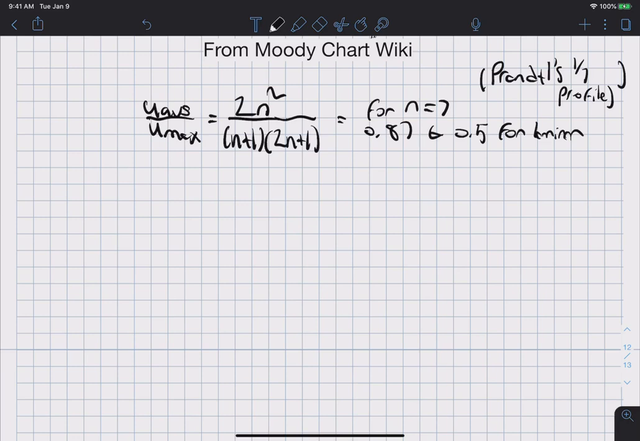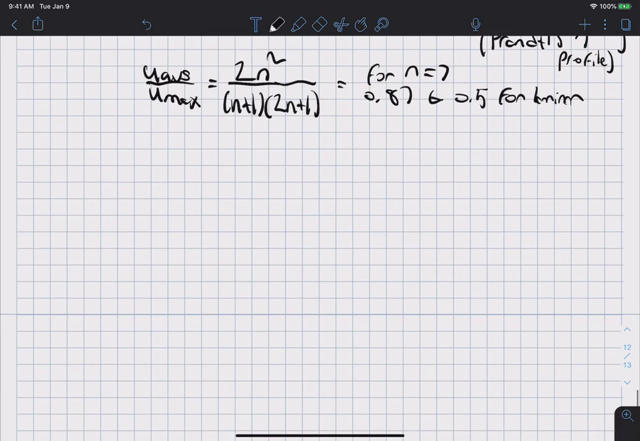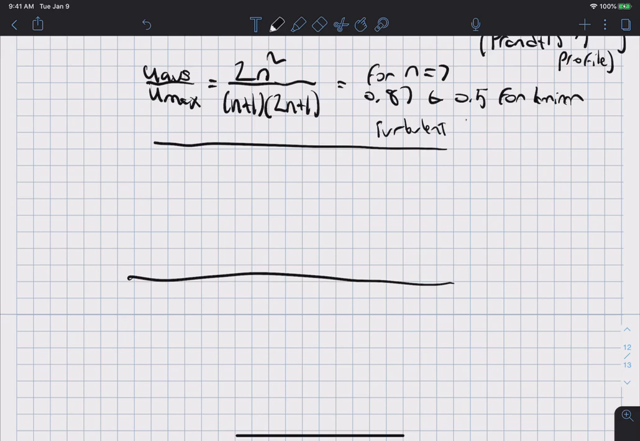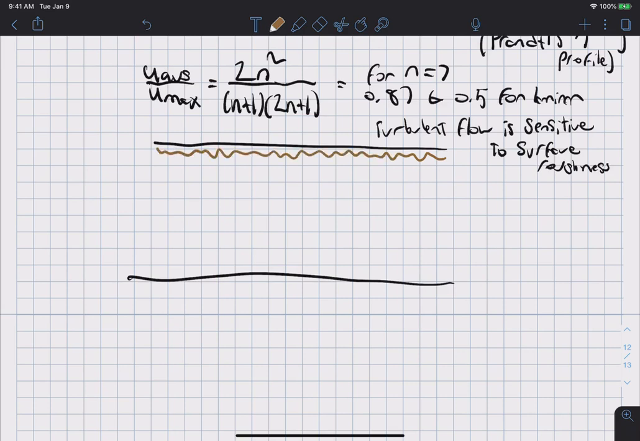And the other thing, aside from having a very flat velocity profile, is that turbulent flow is very sensitive to the surface conditions. So turbulent flow is sensitive to surface roughness. If I have a pipe here, and either due to machining marks, or some crud that sticks to the inner wall of the pipe, I have a bunch of little peaks and valleys like over here, what's going to happen is that the streamlines close to the wall are going to be affected by all these little bumps.